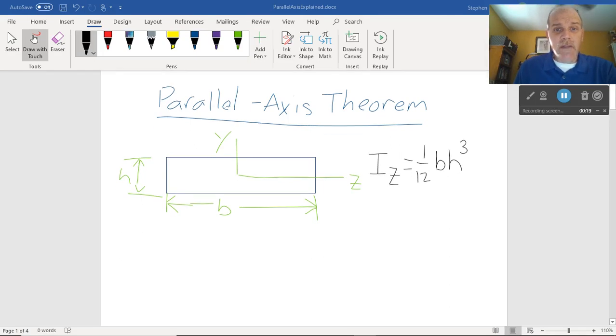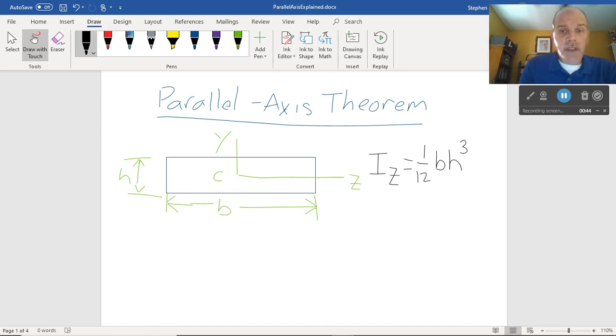So what we have here is a rectangle, height h, base b. We're using the z-axis that I've drawn in here as a reference, and we're saying the moment of inertia about the z-axis, this one passes through the centroid, right? And I'll put a little c here, so we know it's the centroid that it's passing through. Our coordinate origin is at the centroid, the way we often do in a solid mechanics class, right? And Iz is equal to 1/12 bh cubed.